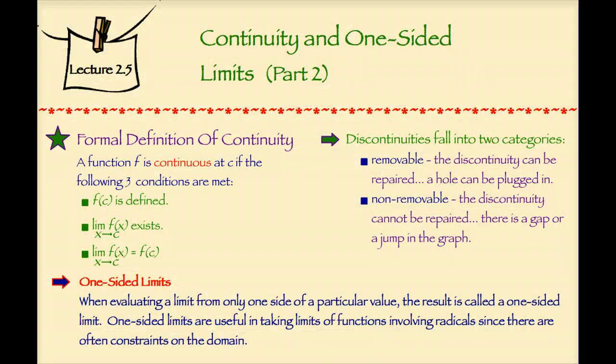On this first slide, we display those topics we discussed in part 1. We came up with a formal definition of continuity. A function f is continuous at c if the following three conditions are met. The function has to be defined at c, the limit has to exist at c, and the limit at c has to equal the function value at c.